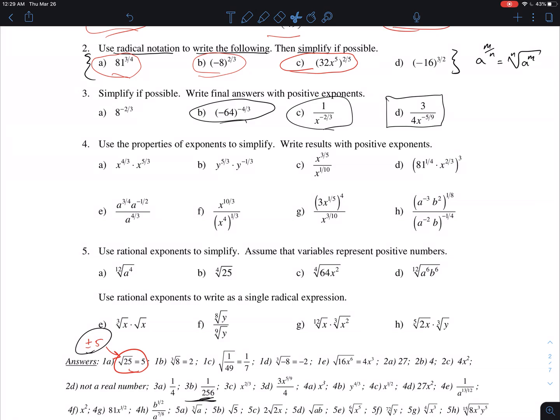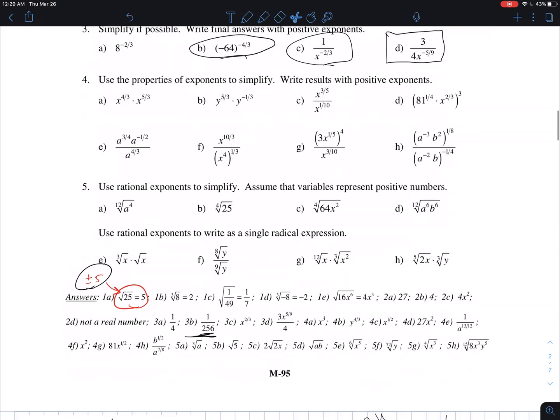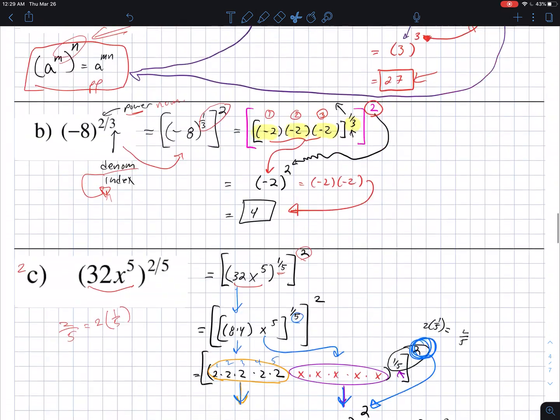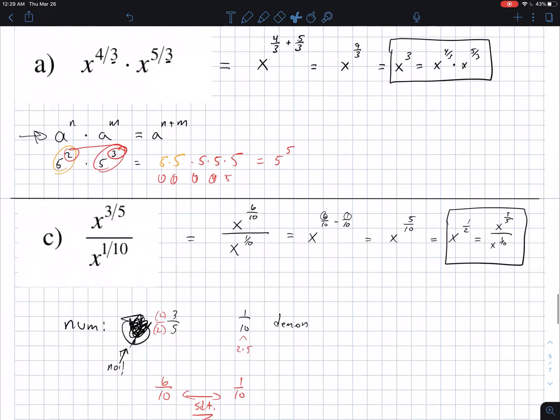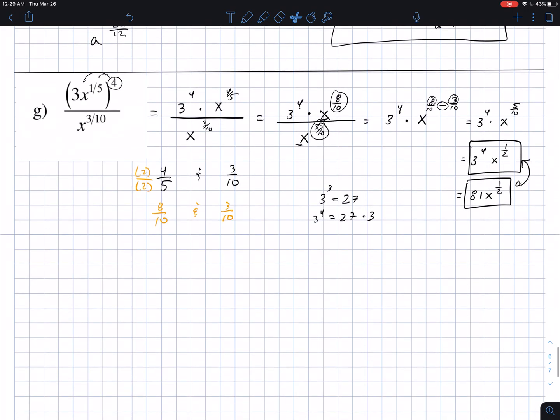Okay, number 5. Use rational exponents to simplify. Assume the variables represent positive numbers. Okay. Wow. That's a pain, right? Use rational exponents to simplify. Assume all of them. Oh, wow. We're suffering here. We're having a really bad time. So much work. I know.